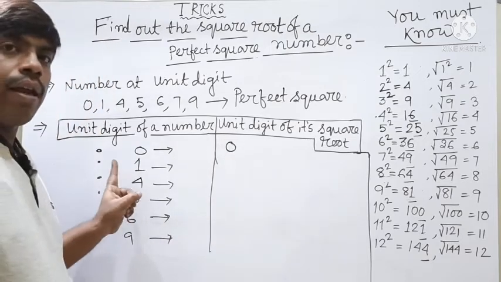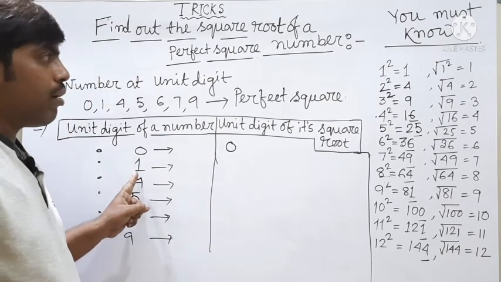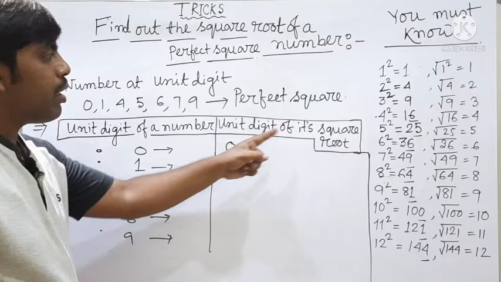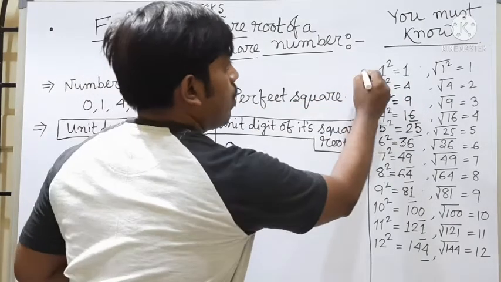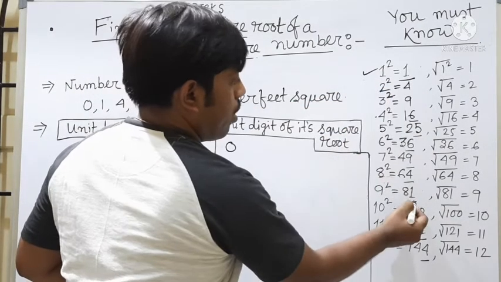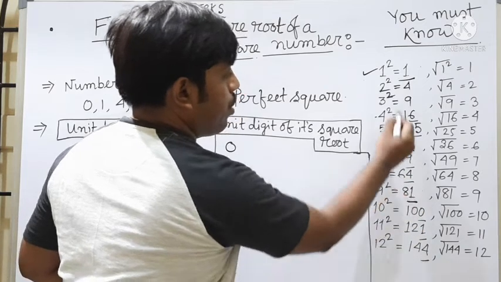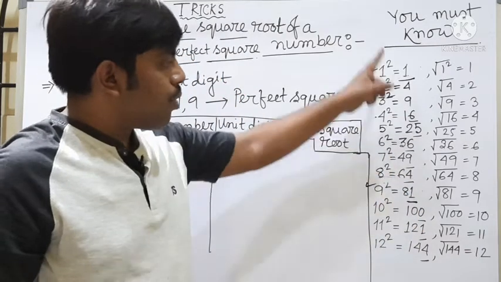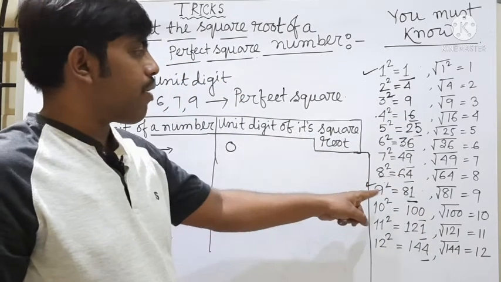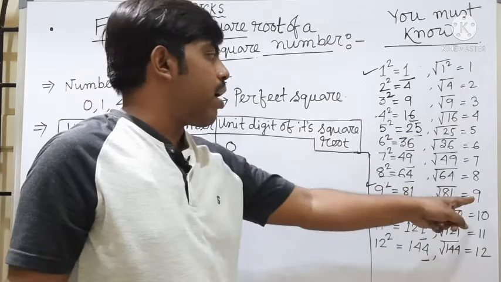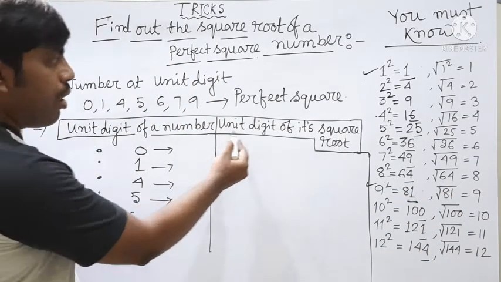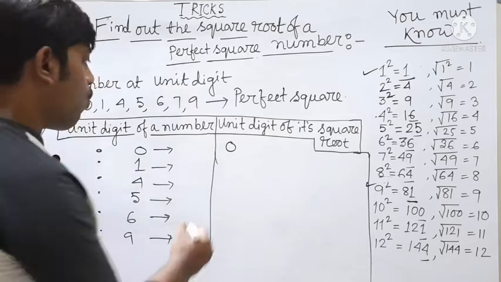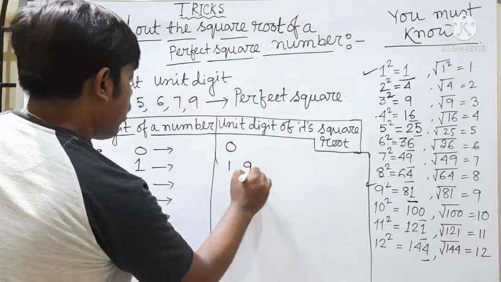Similarly, if a number ends with 1, then what will be the unit digit of its square root? Look here: 1 and 81. 1 and 81 are the squares of 1 and 9. Therefore, the square root is 1 or 9. So, if a number ends with 1, the unit digit of its square root will be 1 or 9.